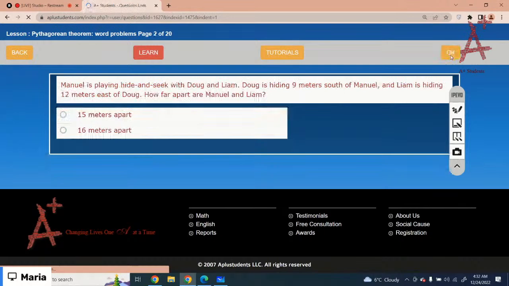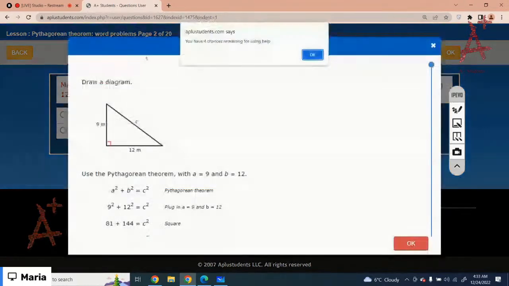Okay, the next one is: Manuel is playing hide and seek with Dog and Lime. Dog is hiding 9 meters south of Manuel, and Lime is hiding 12 meters east of Dog. How far apart are Manuel and Lime? Got it? 9 meters south. The shapes look like this.